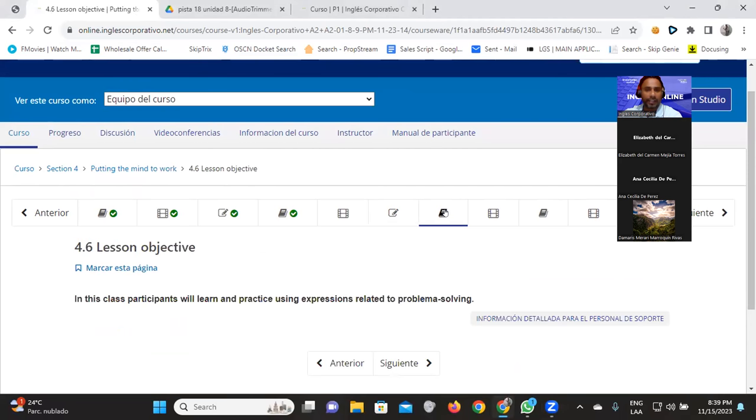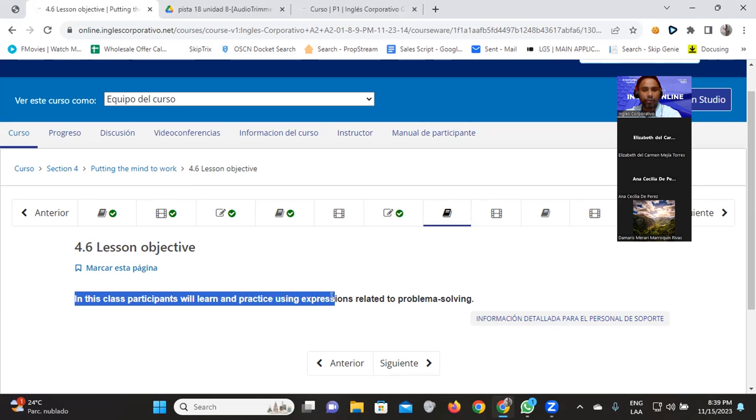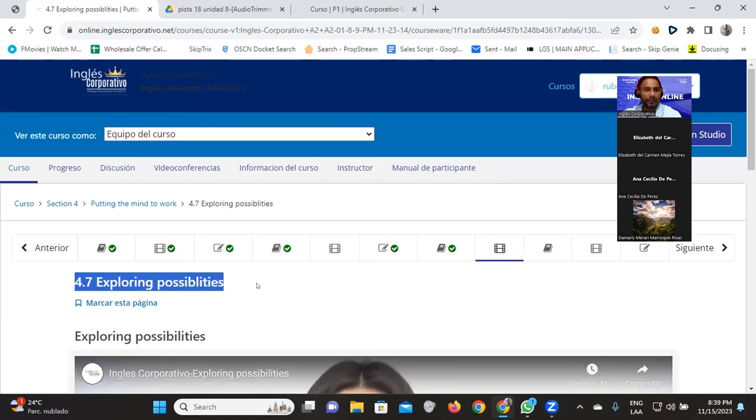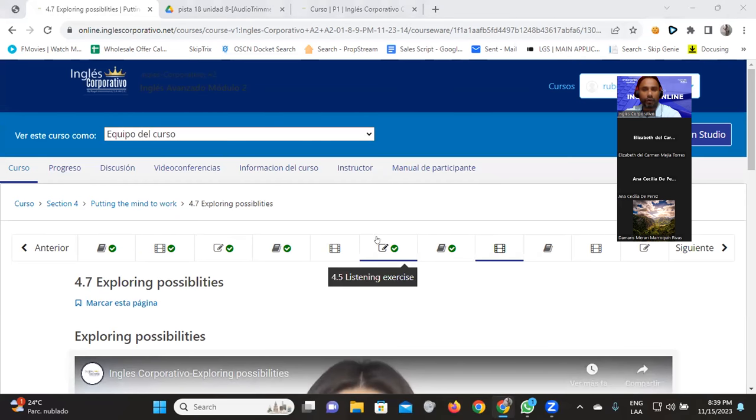Okay, let's continue with section 4.6, lesson objective. In this class, participants will learn and practice using expressions related to problem solving. Exploring possibilities, 4.7.